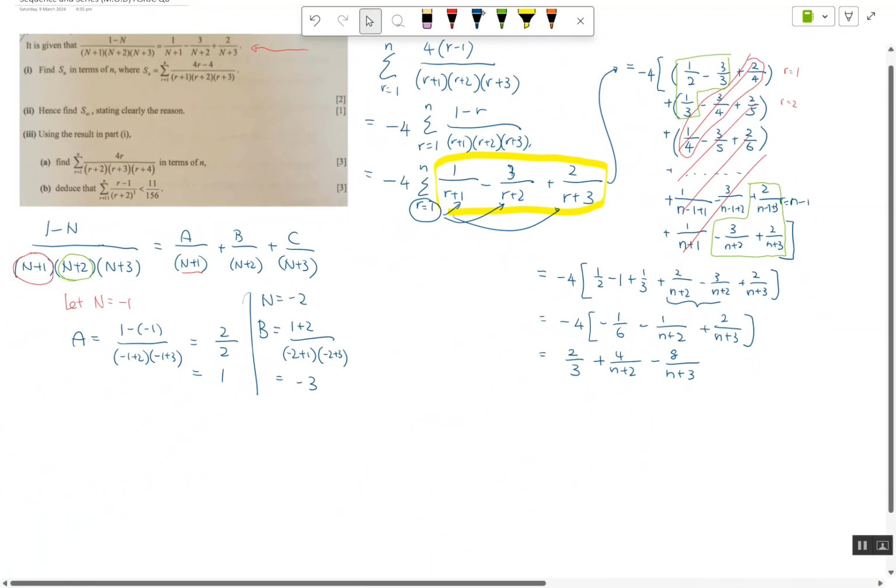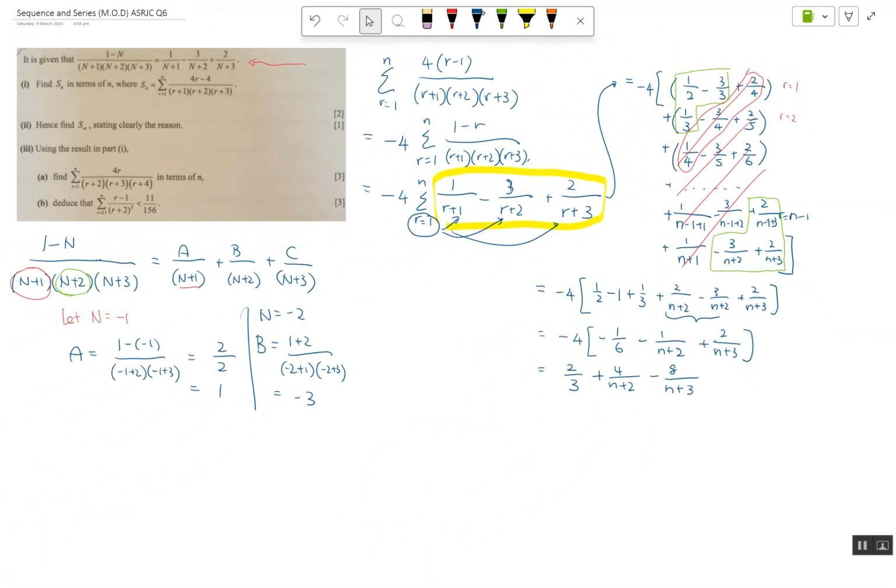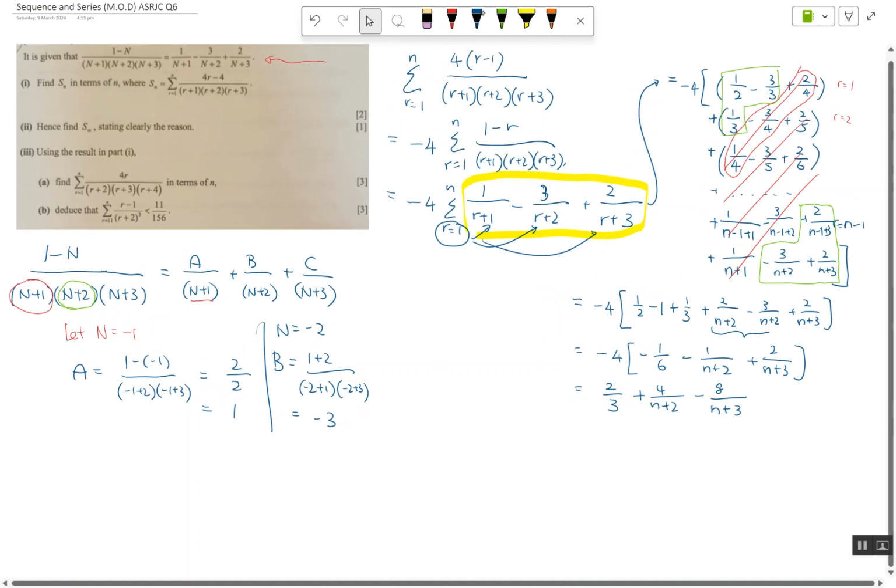This is how you do a method of differences. When there are 3 terms and the cancellation, you keep the top left corner as well as the top right corner. There will be some cases where you need to cancel the other direction, but the concept is still the same.